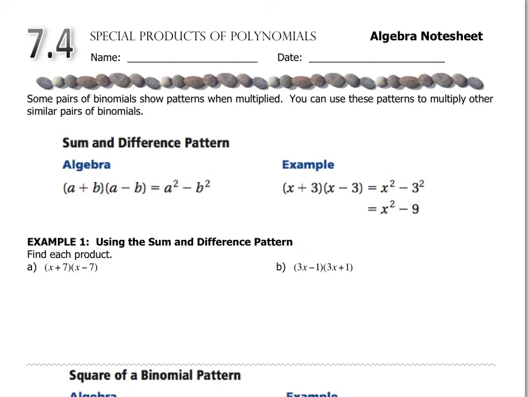Today we're going to talk about special products of polynomials. In the last section we talked about how to do the product of two binomials either by using the FOIL method or the box method.